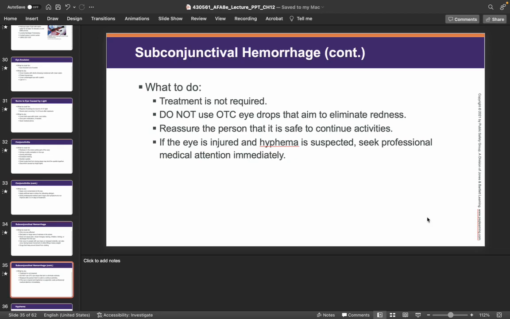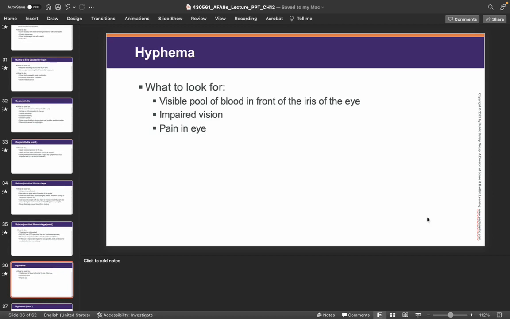Okay, if there is an injury to the eye, and we're worried about what's called a hyphema, which is what we're going to talk about next, then you need to see medical care immediately. So a hyphema is a visible pool of blood in front of the iris of your eye. So over the color of your eye and your pupil, if there is blood there, that's what's called the hyphema. It will impair your vision, and it's going to be painful.